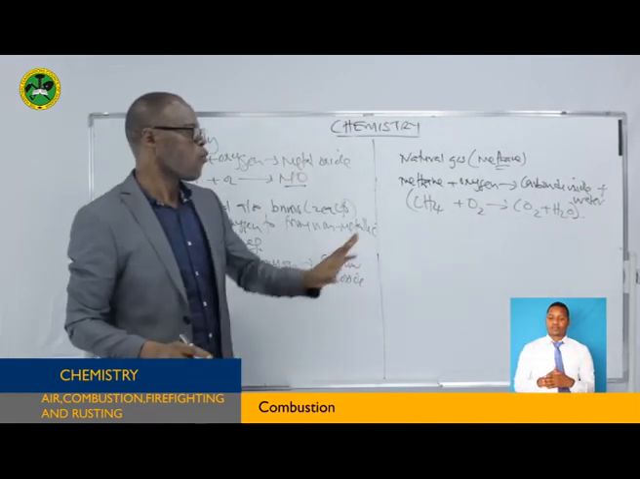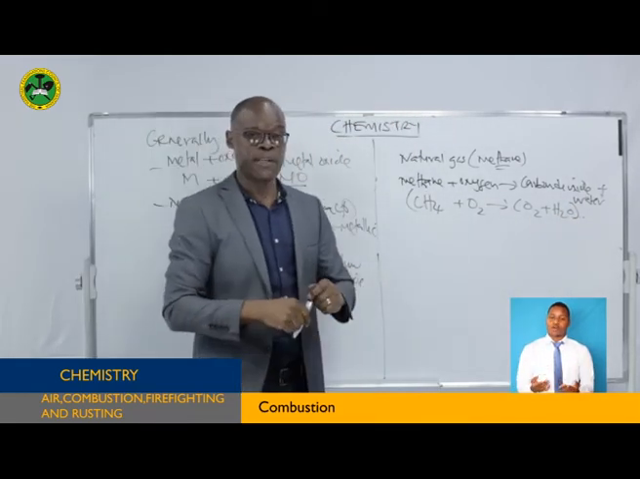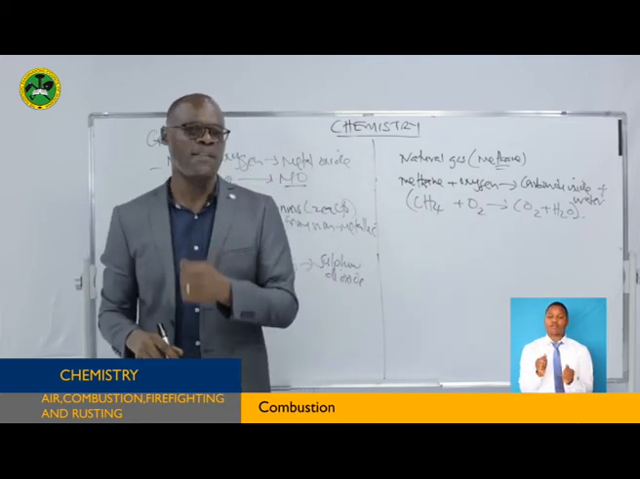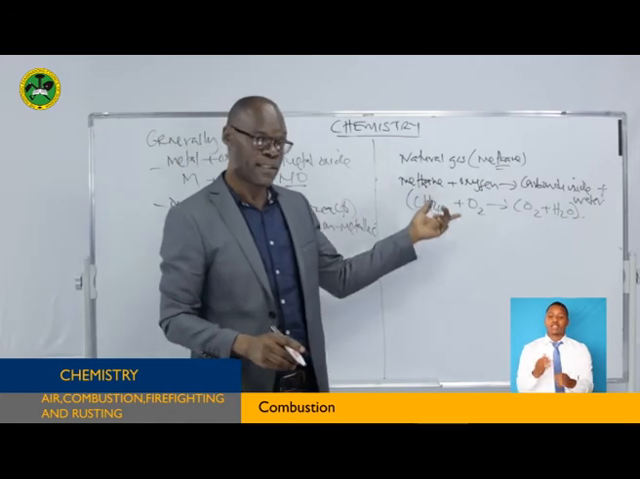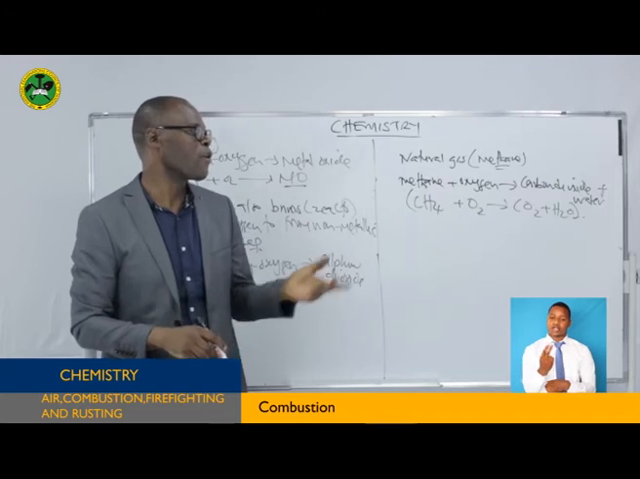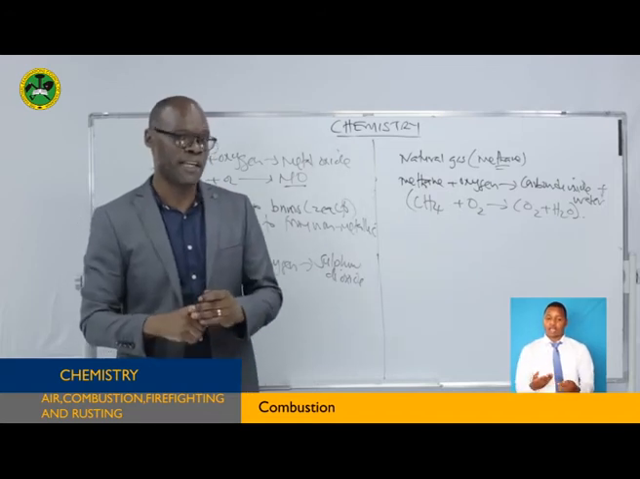So generally, we have the combustion of substances. Now what we know is if you have a substance and you combust it, then you must get some products. Normally, if it's organic, it is carbon dioxide and water. If it's another substance like a metal or non-metal, we get the oxides of those substances.